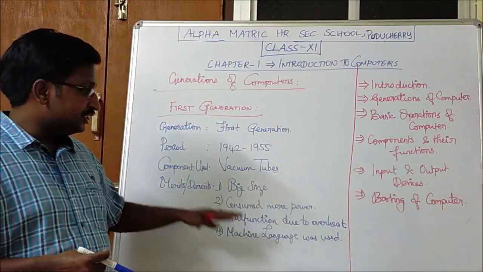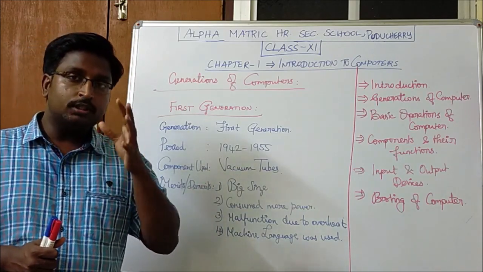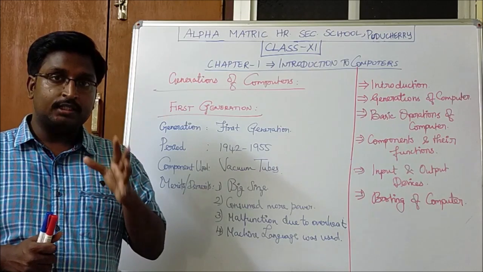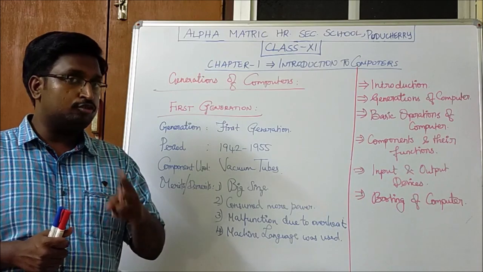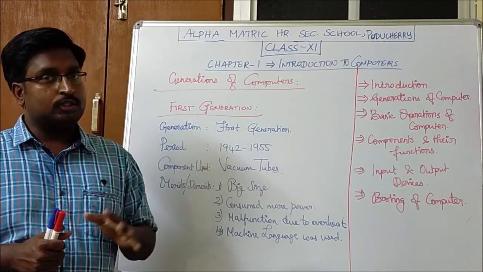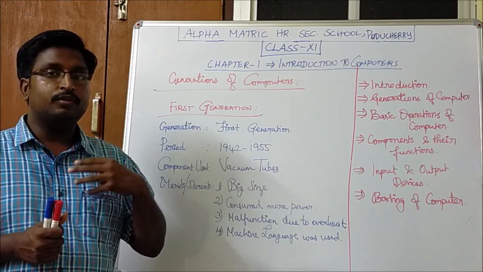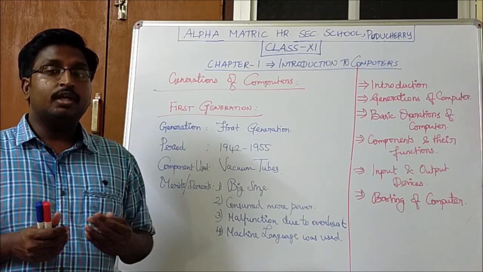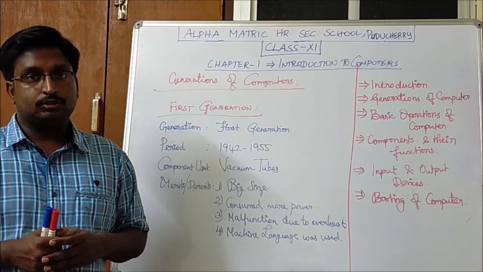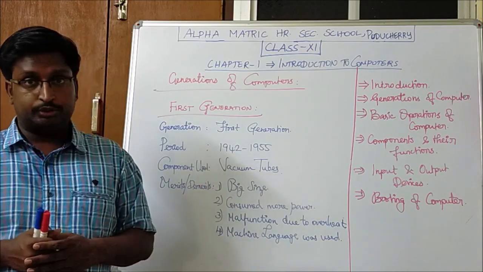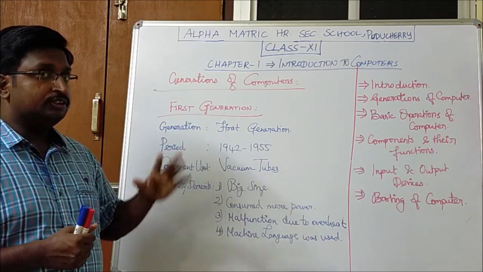And last one is machine language. Machine language is nothing but only the computer, the device, can understand it, that is the binary digits. Binary means two, that is either 0 or 1. It can understand only 0 or 1. All communication with the computer is converted through binary digits, so only machine language was used. So these are all the disadvantages that were faced in the first generation.